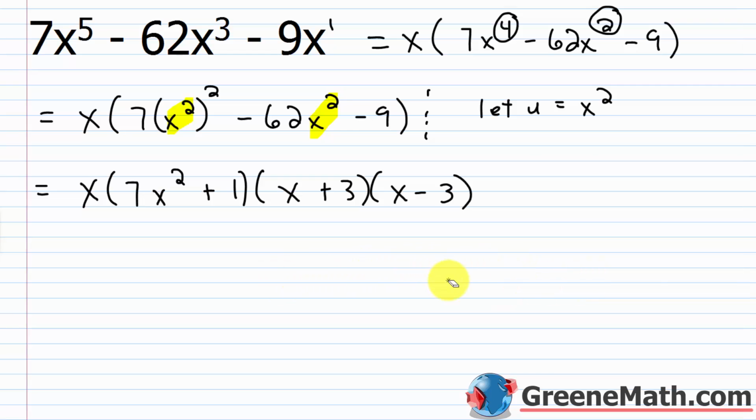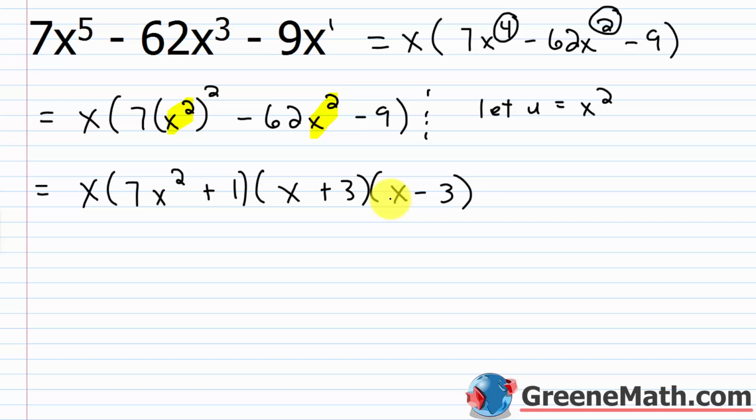And if you were to go through and do the multiplication here, you will end up with 7x to the 5th power minus 62x cubed minus 9x. So it's very important that when you go through these problems, you look for additional factoring, because if you had left this as x squared minus 9, instead of factoring it further, that would be considered wrong, right?